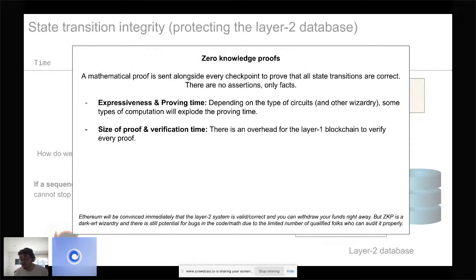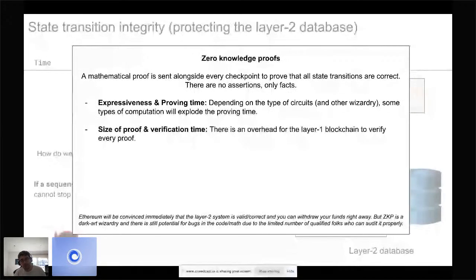Now, the issue with the zero-knowledge proof approach is, one, expressiveness. It's still not yet possible to do generic smart contracts, although they're working towards that. So I know ZK Sync has the ZK EVM that uses wizardry to get towards it.